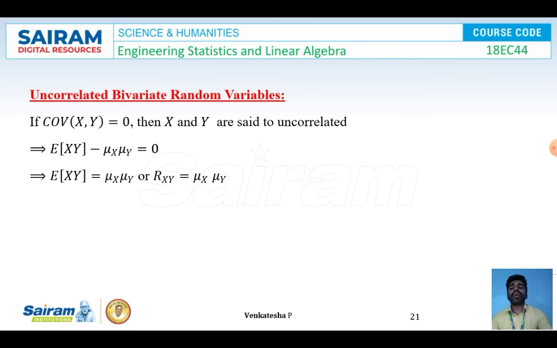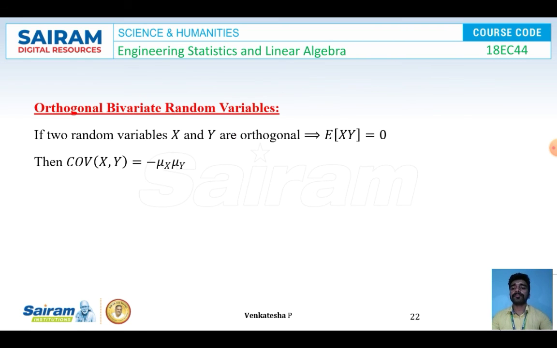Next is uncorrelated bivariate random variables. If covariance of xy is equal to 0, then x and y are said to be uncorrelated. In this case, expectation of xy minus mu x mu y becomes 0, or expectation of xy is equal to mu x into mu y. Orthogonal bivariate random variables: if two random variables x and y are orthogonal, it implies that expectation of xy is equal to 0. So if expectation of xy is 0, we get the covariance of xy as minus mu x mu y.